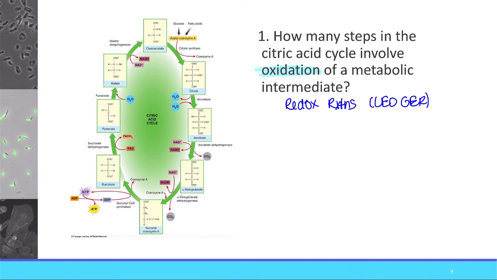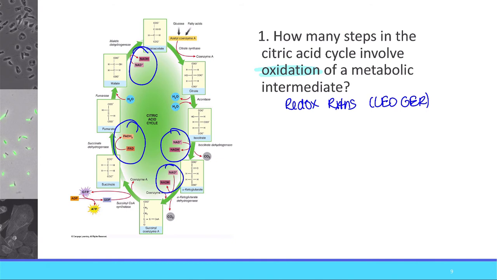So let's take a look, and you can use either your simple model of the citric acid cycle that we drew or this complicated one. Let's see if we can find places where we have either a loss or a gain of hydrogens. The first thing that jumps out to me are these NAD plus molecules that are reduced to NADH. So they are gaining hydrogens or gaining electrons. We also have a molecule of FAD that is reduced to FADH2.